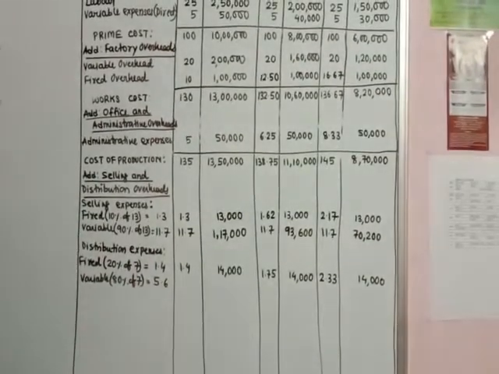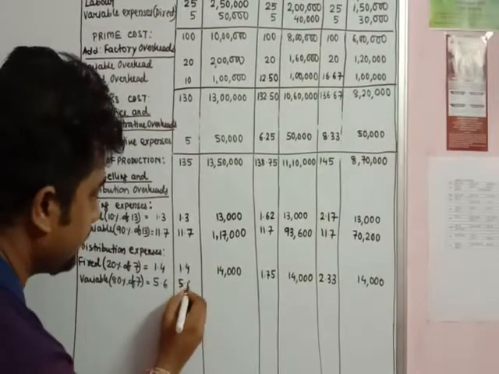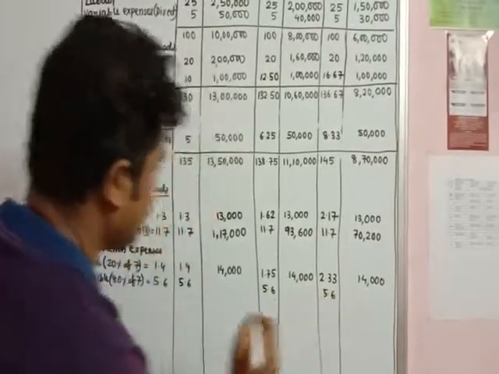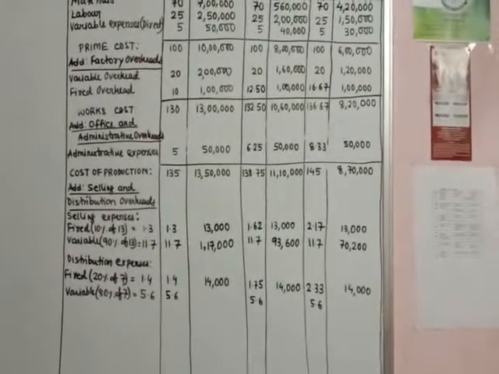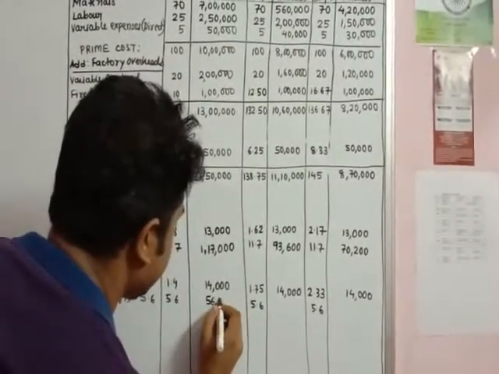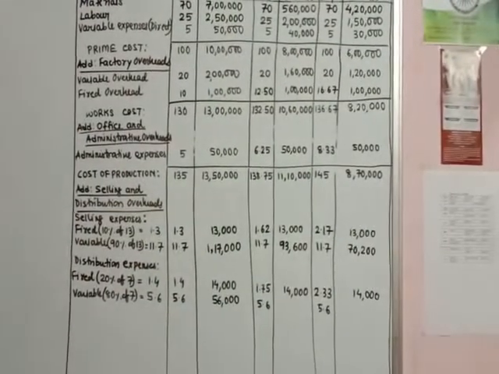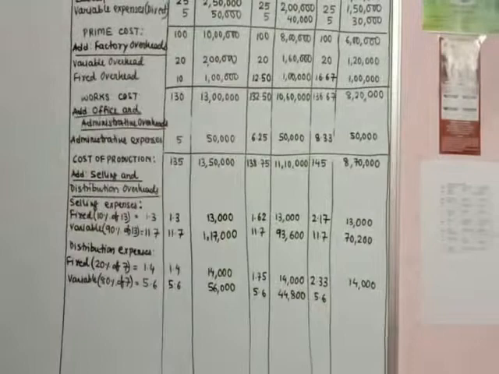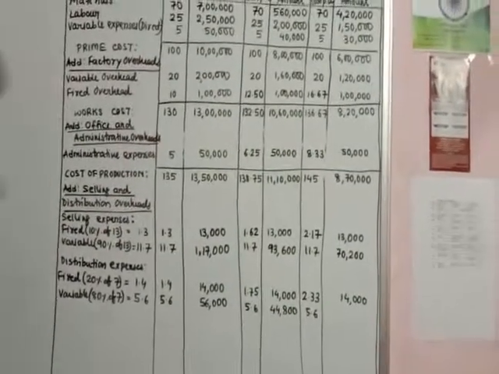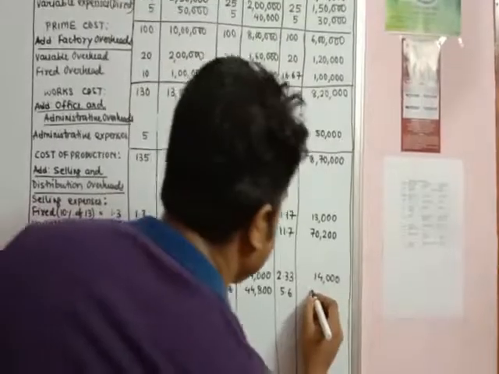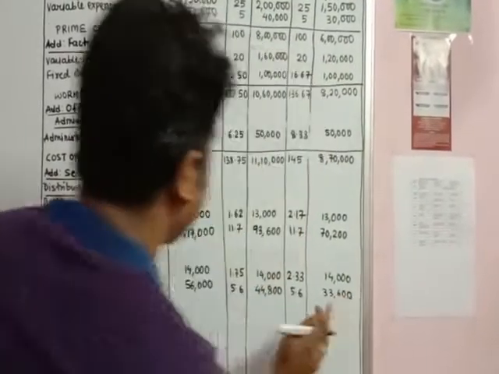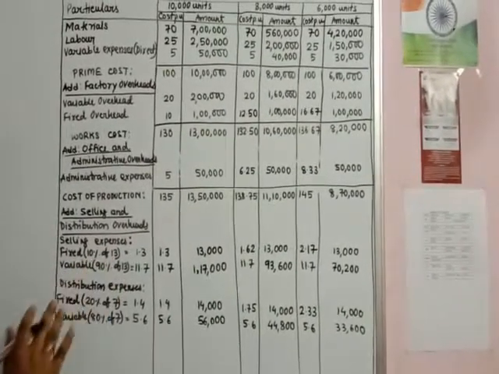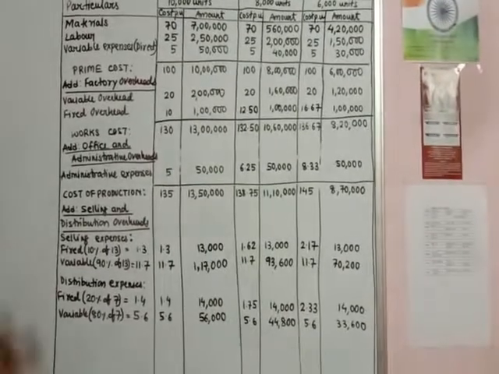Now come to the variable part. I repeat, variable cost per unit remains the same at all levels: 5.6. So 5.6 into 10,000 gives you 56,000. 5.6 into 8,000 gives you 44,800. And 5.6 into 6,000 gives you 33,600. So this is the segregation of the fixed part and the variable part with regard to selling expenses and distribution expenses. With this, we have covered all the expenses.